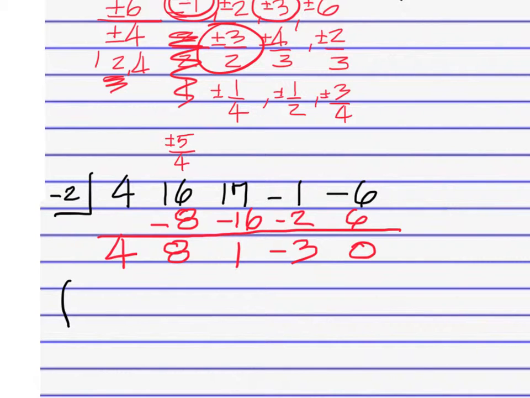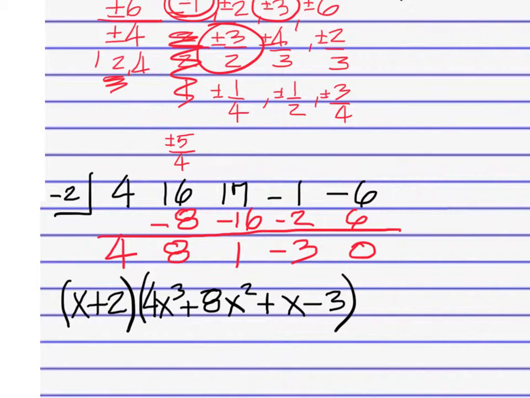Positive 2. So what we really did is we divided x plus 2 into our expression, and we came back with the following: 4x to the third plus 8x squared plus x minus 3. So we factored that out at least once. But of course we still have that 4x to the third, 8x squared, x, and minus 3 in there as well. But we still have another root that we haven't used yet.